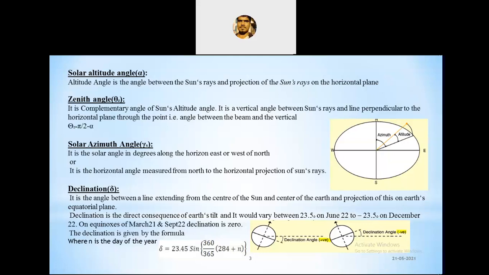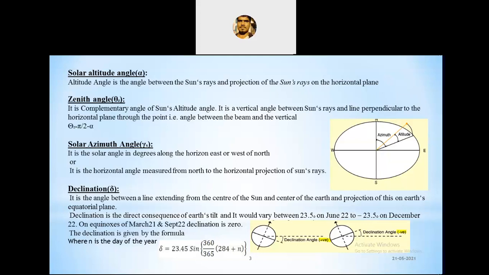For the horizontal plane, if you draw one perpendicular line, horizontal means the earth in a horizontal position. Clear? The sun rays fall on the earth's horizontal plane, and that angle we call the solar altitude angle. Then for that horizontal line, if you draw one perpendicular line and subtract the solar altitude, that gives the zenith angle. So zenith angle is 90 minus alpha.